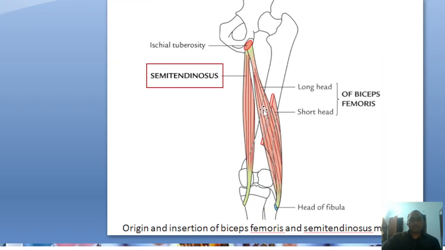In this diagram showing the semitendinosus and biceps femoris. So this is semitendinosus, origin from inframedial part of ischial tuberosity, insertion to the medial surface of the upper end of tibia. So this is the insertion.